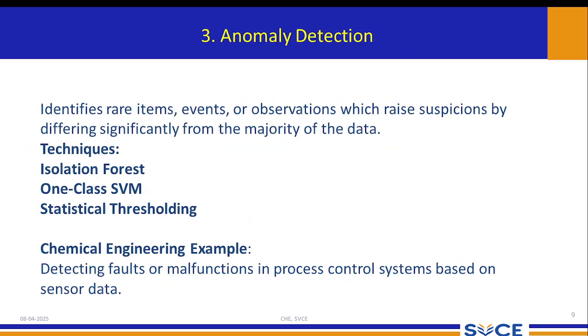So coming to the third part, anomaly detection, we have isolation forest, one-class support vector machine, and statistical thresholding. A chemical engineering example for anomaly detection is detecting faults or malfunction in a process control system based on the sensor data. So that is an example for anomaly detection.